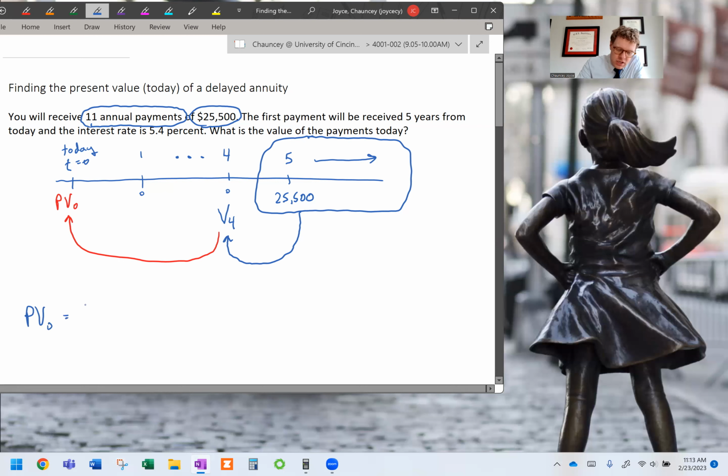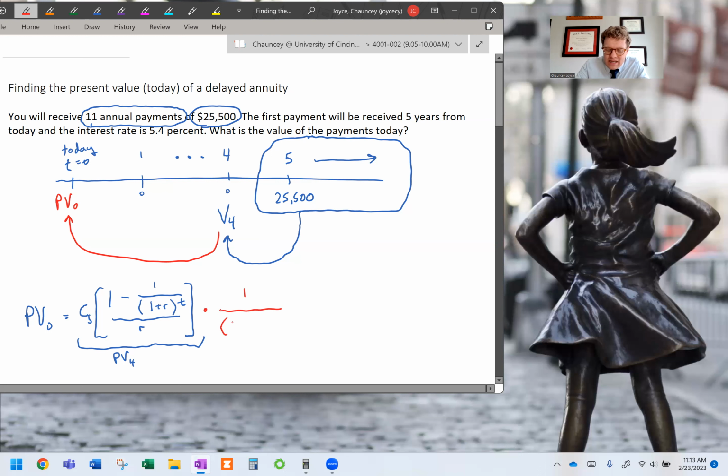If we start with just the annuity, the equation you're looking at is the payment times 1 less 1 over 1 plus your discount rate to the time, over the rate. This is the present value of the annuity. Now, if the annuity starts at time 5, this component will tell you the present value of the annuity at time 4. So then to discount that, you need to discount it as a single cash flow using a discount factor of 1 plus R to the T.